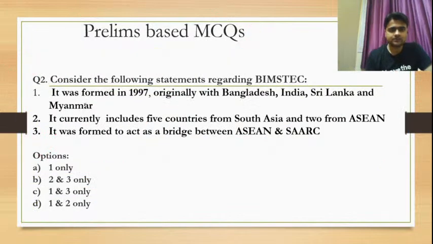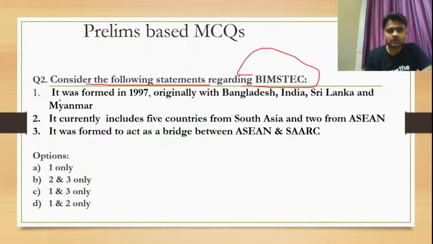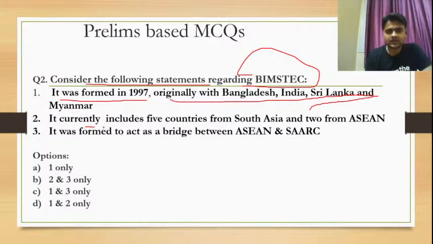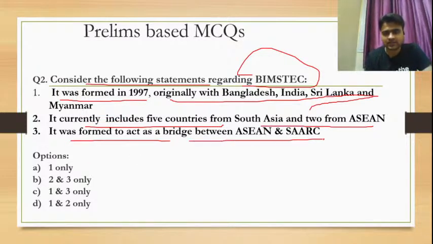Come to the next question. Consider the following statements regarding BIMSTEC. First, it was formed originally in 1997 with Bangladesh, India, Sri Lanka and Myanmar. Second, it currently includes 5 countries from South Asia and 2 from ASEAN. The third is it was formed to act as a bridge between ASEAN and SAARC. So these are the 3 statements. Tell me what is the correct statement.